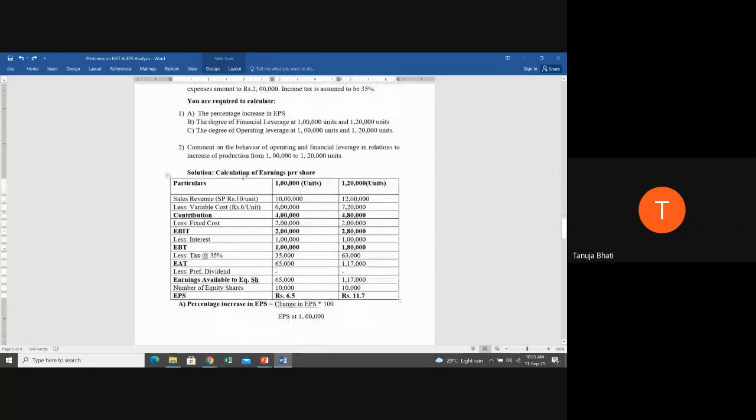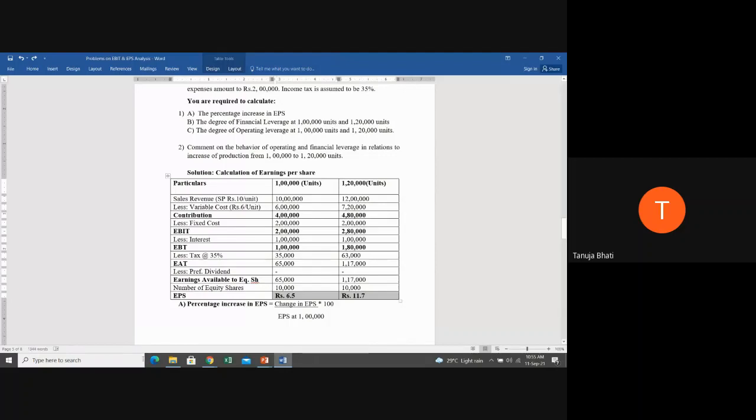Then first they are asking you the percentage increase in EPS. If you want to know the percentage increase in EPS from 1 lakh units to 1,20,000 units, you have to first take the change in EPS divided by the EPS at 1 lakh units into 100. With this, you will understand the percentage increase in EPS. The increase in EPS in rupees you can find out, that is 11.7 minus 6.5.